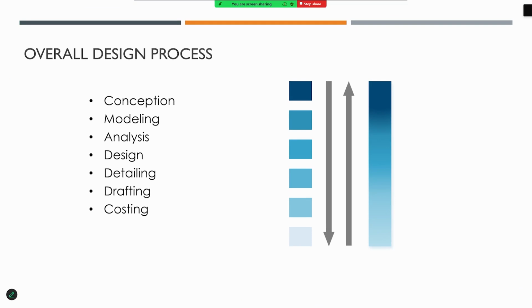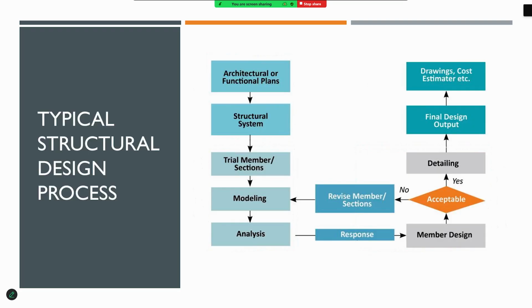And sometimes all of this is integrated, like this one. This is text, and this is integrated, so you can go up and down. Now ETABS, for example, is quite integrated. It goes all the way to getting the estimates. So you can go through this process in the whole program. And as I explain further, you will get the architectural plans or functional plans, and then go to the structural system, and from there to trial members and sections.